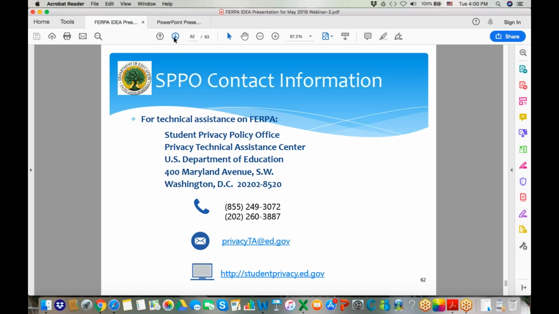We have a privacy technical assistance center. Several of you may have interacted with them in the past, but we staff that help desk, and that's a good way, if you have questions throughout the year, to make sure your understanding is on point, or that you're not doing anything that may not be consistent with FERPA. You can send an email to that privacyta.ed.gov email address, and we'll get a response back to you.